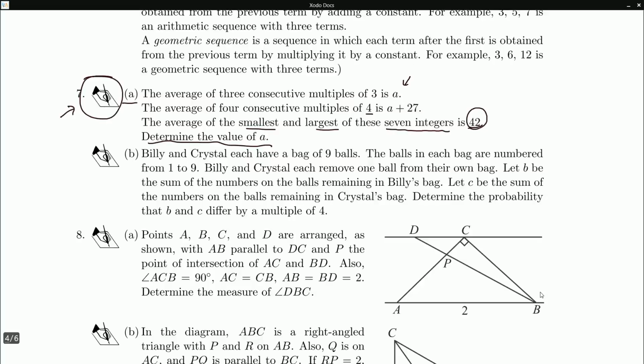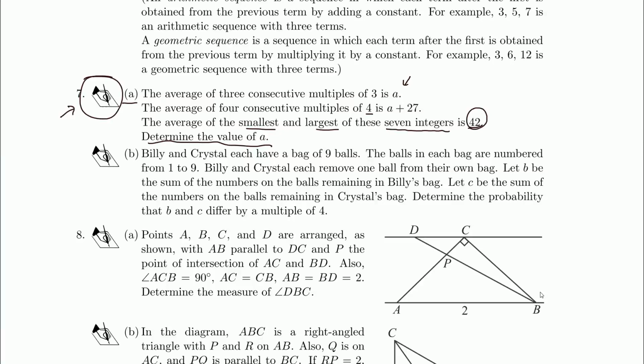Okay, so that's 7a, but we still have 7b down here to look at. So what have we got to look at? So 7b, Billy and Crystal.